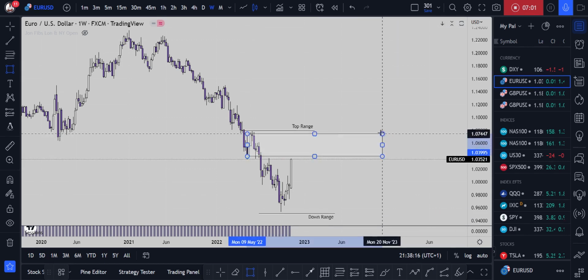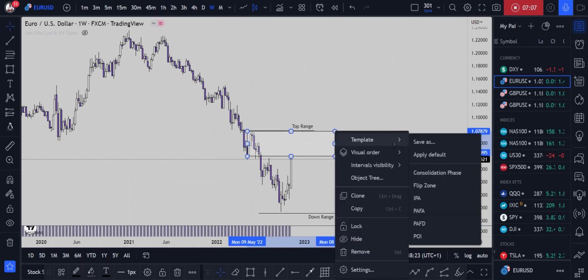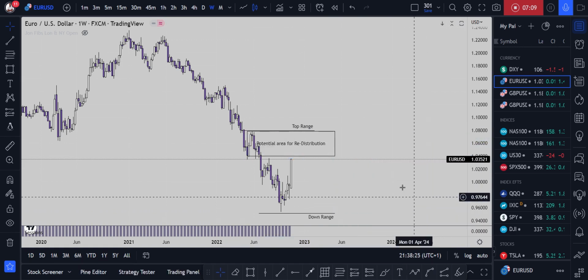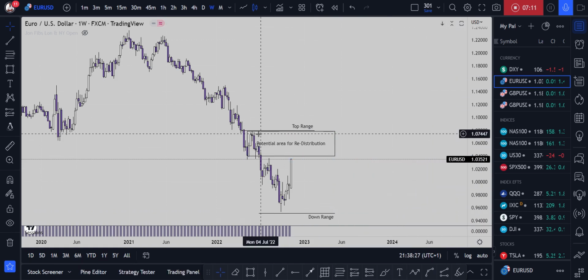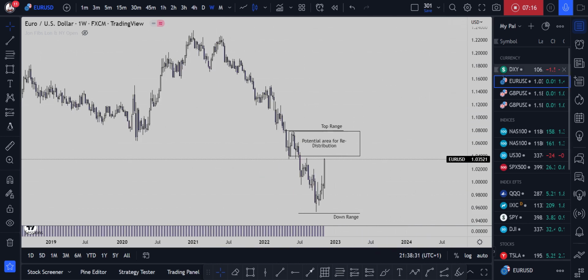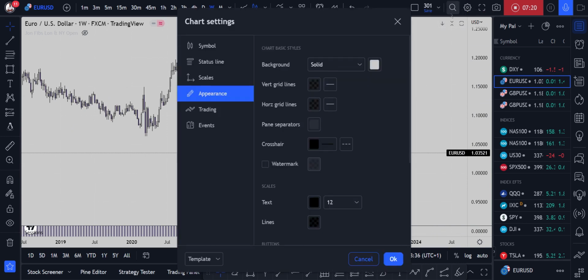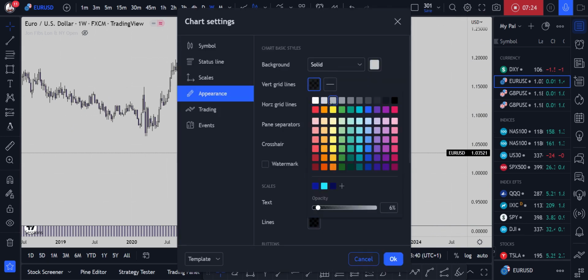Personally, I'm looking at that area for some redistribution to continue to take price to the downside. I'm also keeping an open mind: if we break this high, then definitely we are just going to continue to the upside. Let me do a setting real quick. I don't like the way my grid is showing all of those colors there.